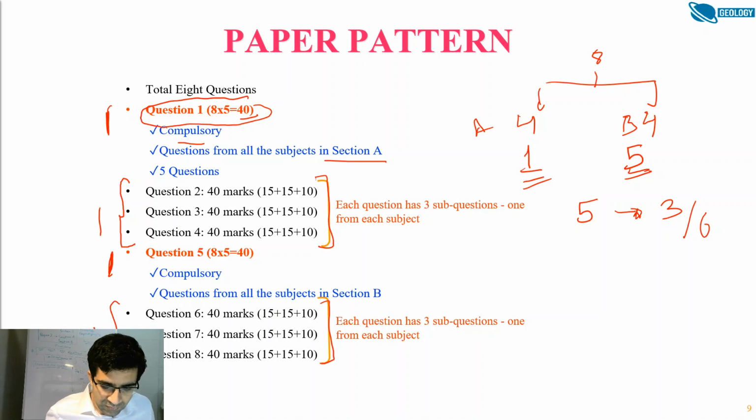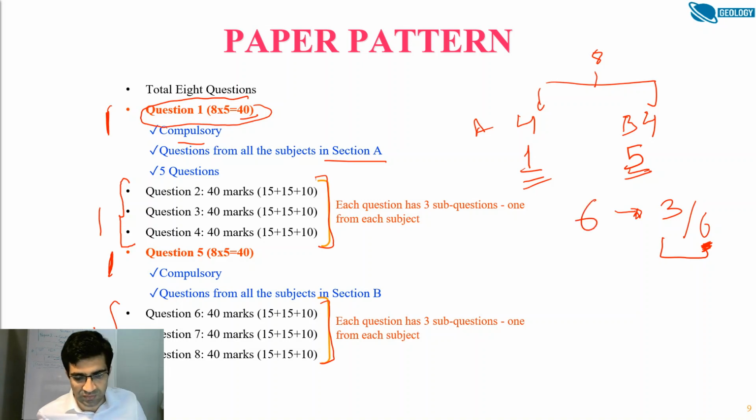So you have to choose from the remaining 6 questions. Let me erase this part. It's actually not 5. You have chosen 1 and 5, so that leaves 6 questions with you. You have to choose 3. And of these 3, one question has to be from section A and one question has to be from section B. This is something which you need to be very careful about.